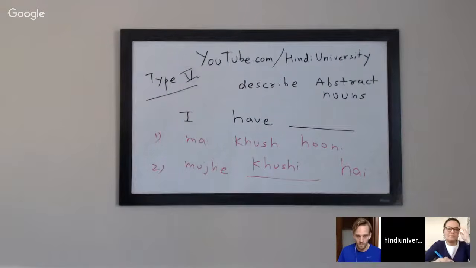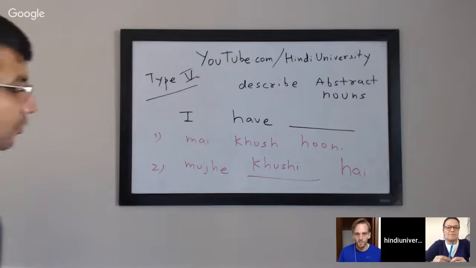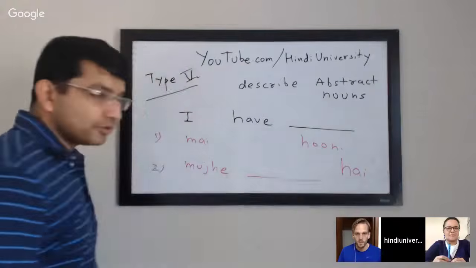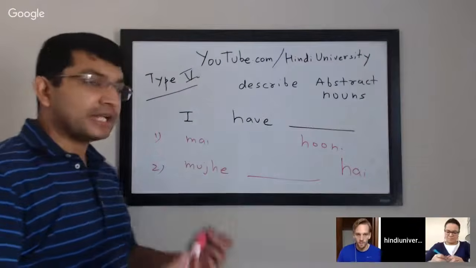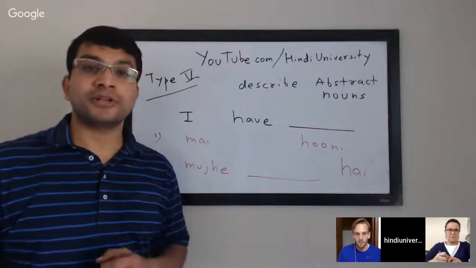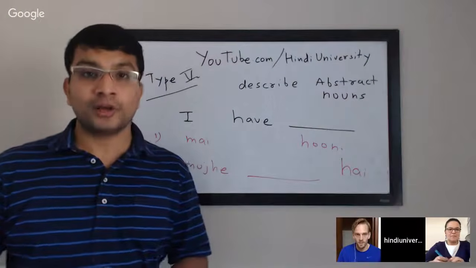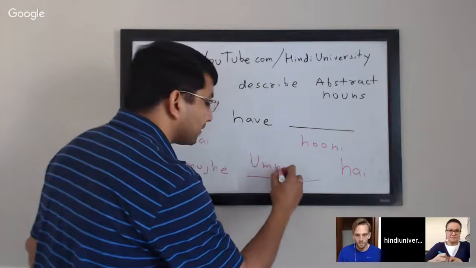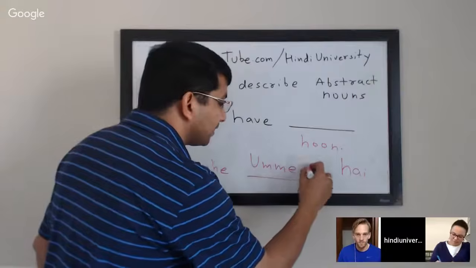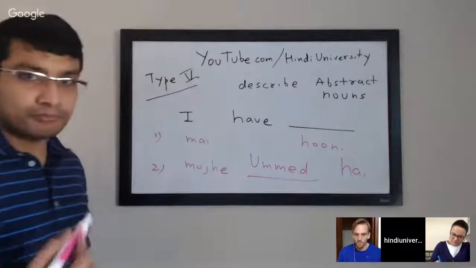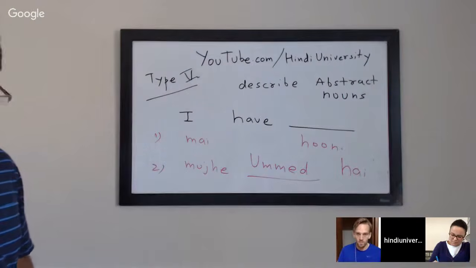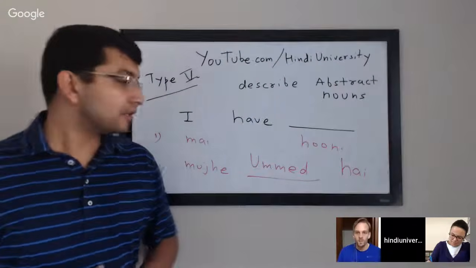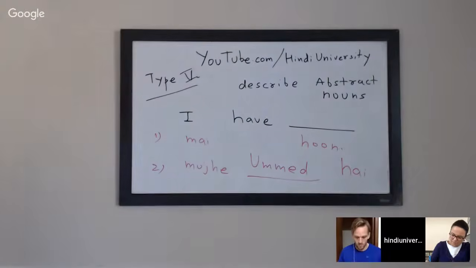That's one example. Okay. The second one is like I have hope. Like when you're sick or you're writing an exam, and somebody says that I'm confident or I hope that you will succeed. So you'll say मुझे उम्मीद है. उम्मीद है. मुझे उम्मीद है. That I'm hopeful that you will succeed. Okay, that's another way of saying it.